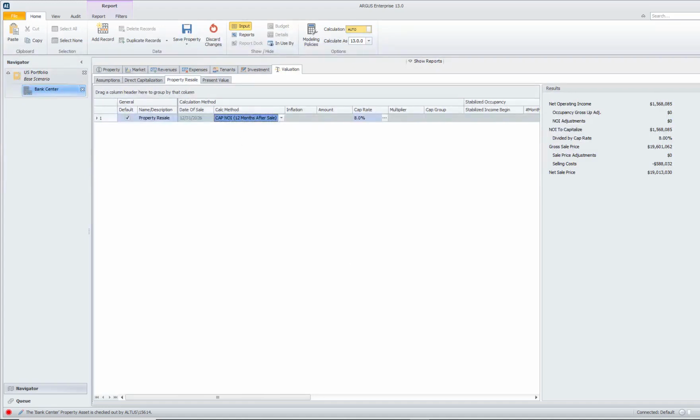And if we take a look to the right, it will actually show us the formula. And so we could see our NOI, but this time, of course, it's not using year one's NOI. It is using the NOI 12 months after sale, as we've chosen that calc method. It is dividing it by our cap rate, very similar to what we saw in our direct capitalization tab. It will subtract out any selling cost, and then we can see it produces that net sale price. And those are really the two different places within ARGUS Enterprise that we see our cap rates being used.